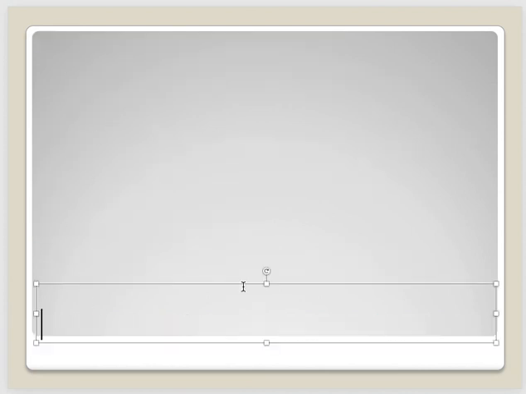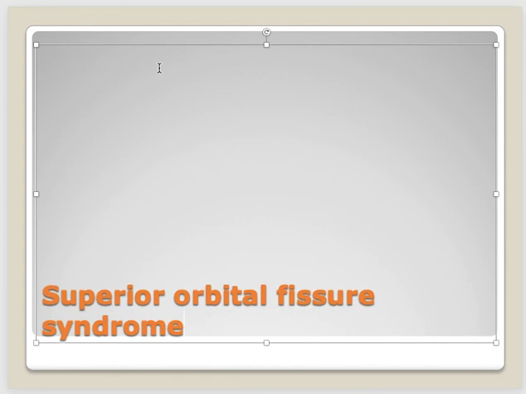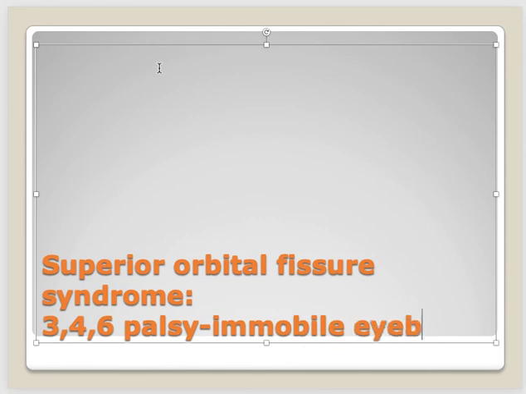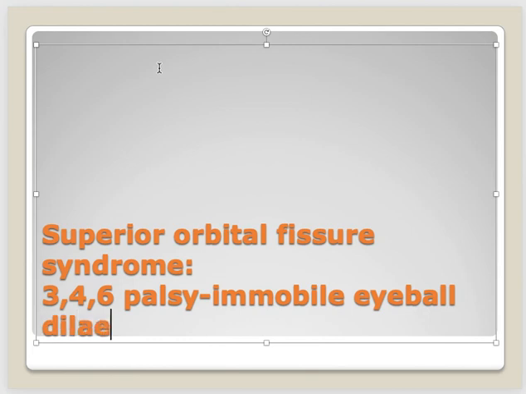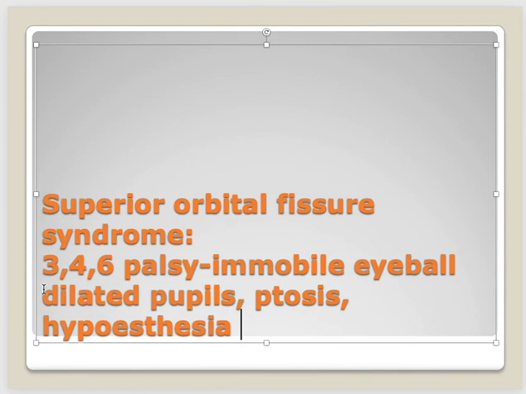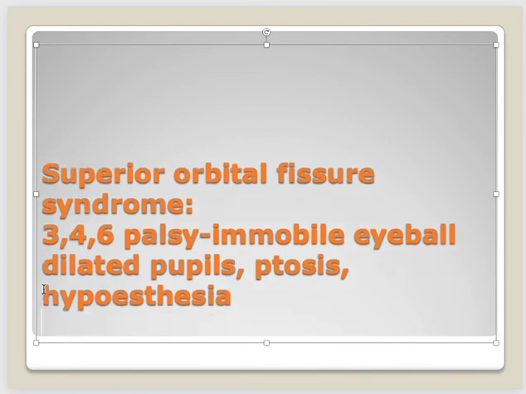I would like to write over here: superior orbital fissure syndrome. What I'm talking about is 3rd, 4th, 6th nerve palsy, which will lead to what? Immobile orbit or eyeball. What else will be there? Dilated pupils. Why? Because the parasympathetic nerve fibers around the 3rd cranial nerve are also affected. As well as ptosis, drooped eyelids, and V1, trigeminal, is gone, so hypoesthesia in the forehead. So this is superior orbital fissure syndrome.